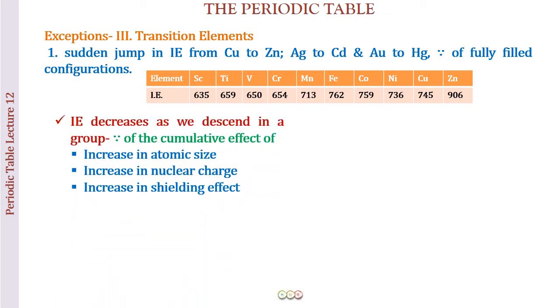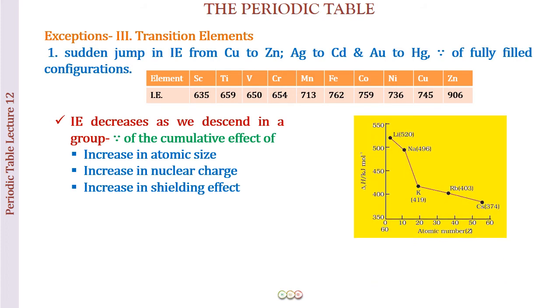Now, let us see what happens in a group. If you consider the same factors for ionization enthalpy in the group, we see an increase in atomic size, increase in nuclear charge, and increase in shielding effect. What we find is that the atomic size overshadows the effect of nuclear charge, so the atomic size increases and the ionization enthalpy therefore decreases, because the outermost electron is farther away from the nucleus, and hence it is easy to remove.